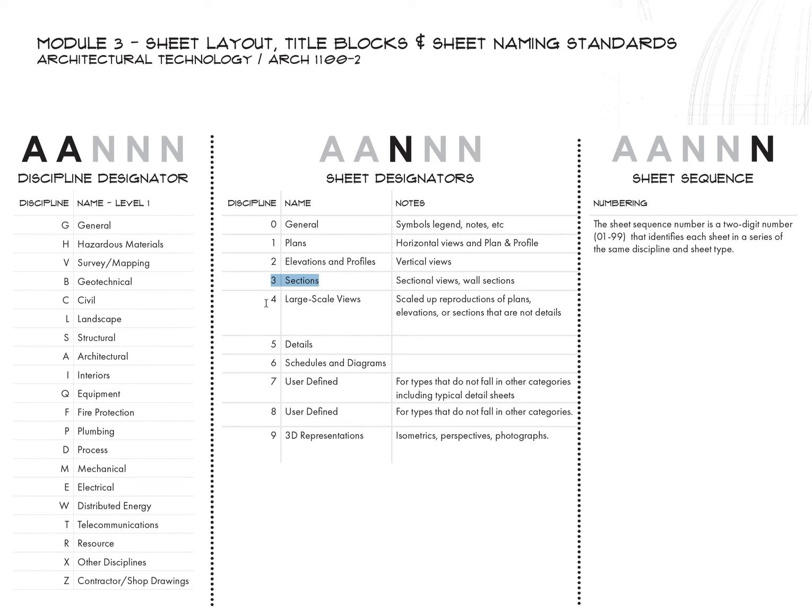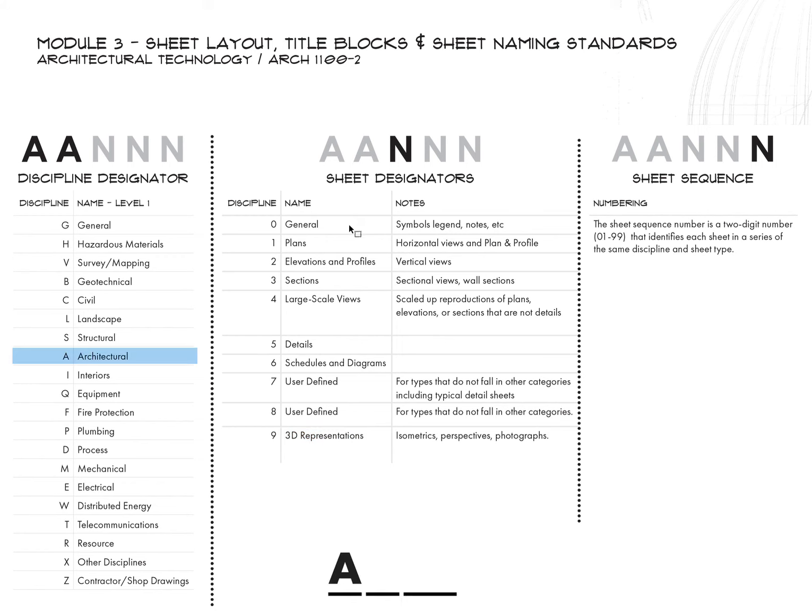Those are sections. We've got the 4, the large scale views. So in here, we usually have interior elevations, as well as just any other large scale views. Now 5 are details. So details are large scale views as well. As we break down each of these sheet designators throughout the semester, we'll talk about the typical scale of these as well. Schedules and diagrams, again, these are mostly tables and information and not necessarily plans. 7 and 8, they are kind of user defined. So if you need an extra designation, those are there for you. And then 9 are 3D representations. So those are our common sheet designators.